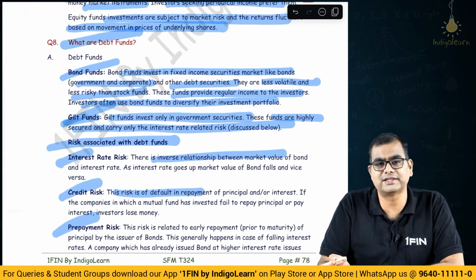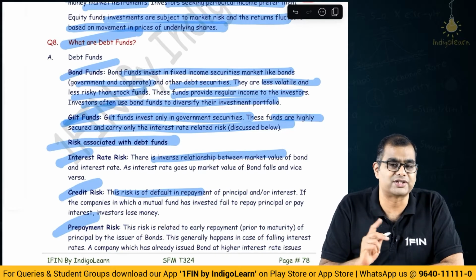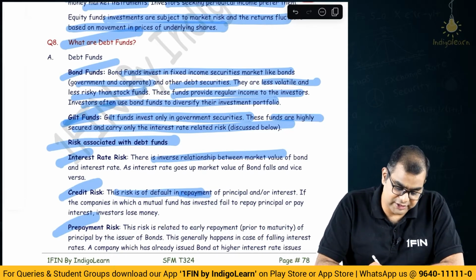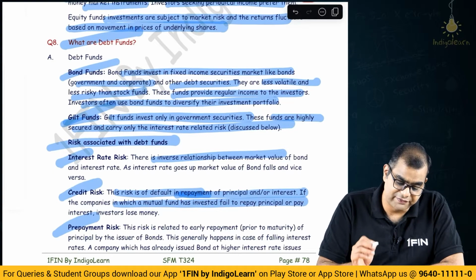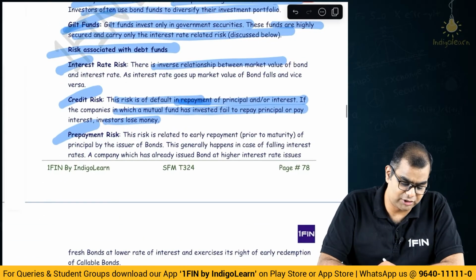Then you have credit risk. Of course, you don't have credit risk in government bonds or gilt funds, but you have credit risk when you invest in corporate bonds. So there is the risk of default in repayment of principal or interest. If the companies in which a mutual fund is invested fail to repay principal or pay interest, investors lose money, obviously. Then you have something called prepayment risk.